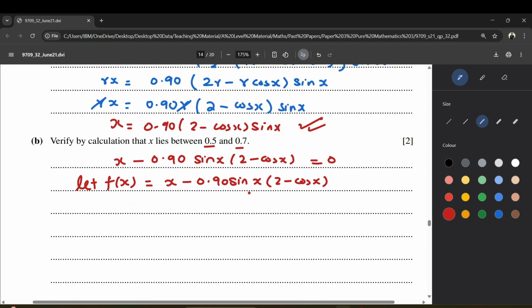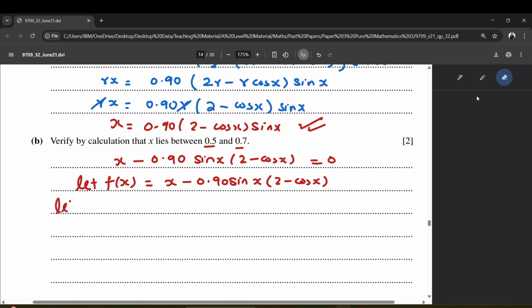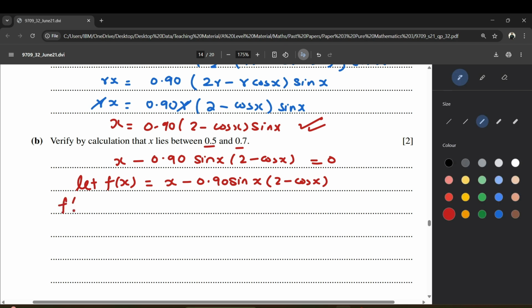Now I'm going to directly input the value of 0.5. So f of 0.5 will be 0.5 minus 0.9 sine 0.5 times 2 minus cos 0.5. Okay, so let me work this out.